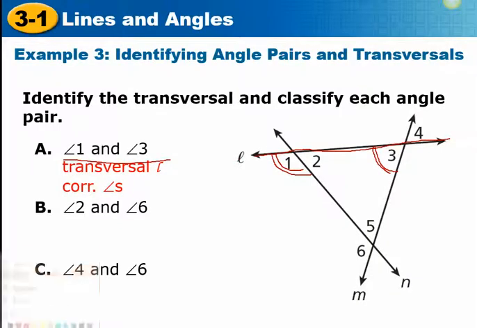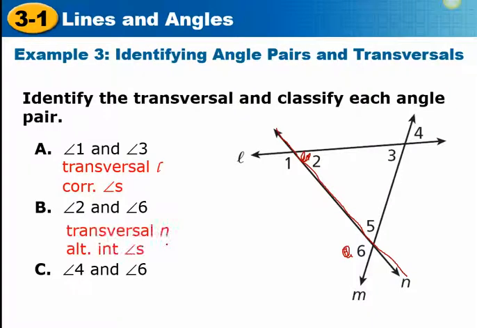Okay, so now let's look at angle 2 and angle 6. Here's angle 2, and here's angle 6. So the transversal is the line that attaches them to each other. Okay, so that means the other two lines are the lines that are cut. Okay, so now we've got one on one side of the line N and one on the other side. And they're both inside of their lines. So the transversal is N, and they're alternate interior angles.